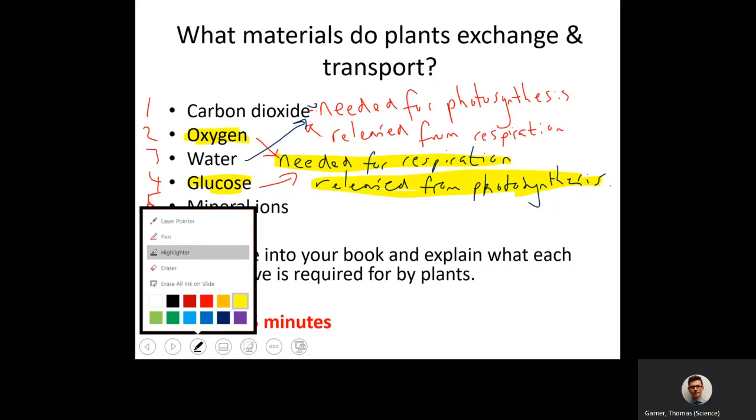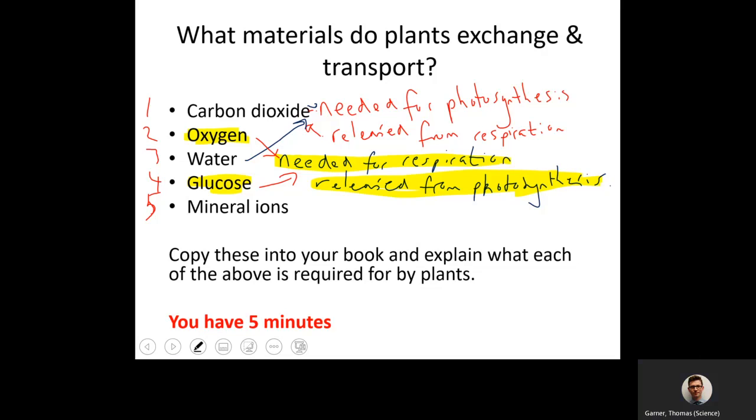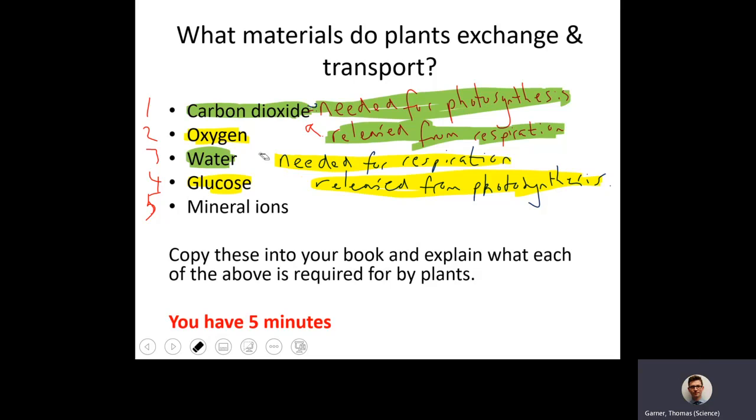Then green, maybe? Carbon dioxide and water needed for photosynthesis, released from respiration. So that's the best way I can think of showing you that. Let's erase. Okay, so we've got carbon dioxide and water are the same. Oxygen and glucose are the same. Needed for respiration, released from photosynthesis.